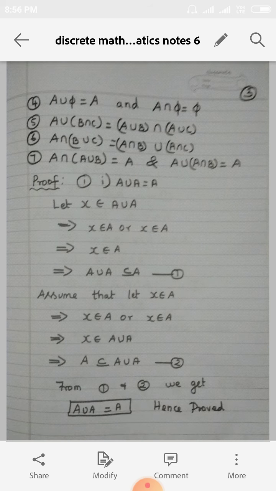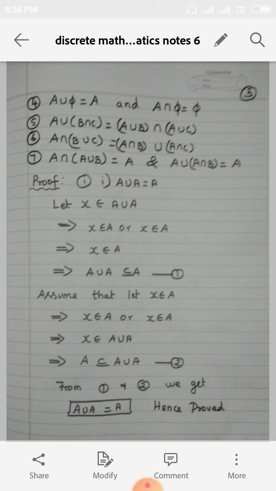In the first case we have to prove A union A is equal to A. First take the left hand side. What is the left hand side? A union A. Let X belongs to A union A. This implies X belongs to A or X belongs to A. Union is denoted as OR, right? So X belongs to A or X belongs to A. This is nothing but simply X belongs to A. So what we get? A union A contains or equal to A. Mark it as equation number 1.